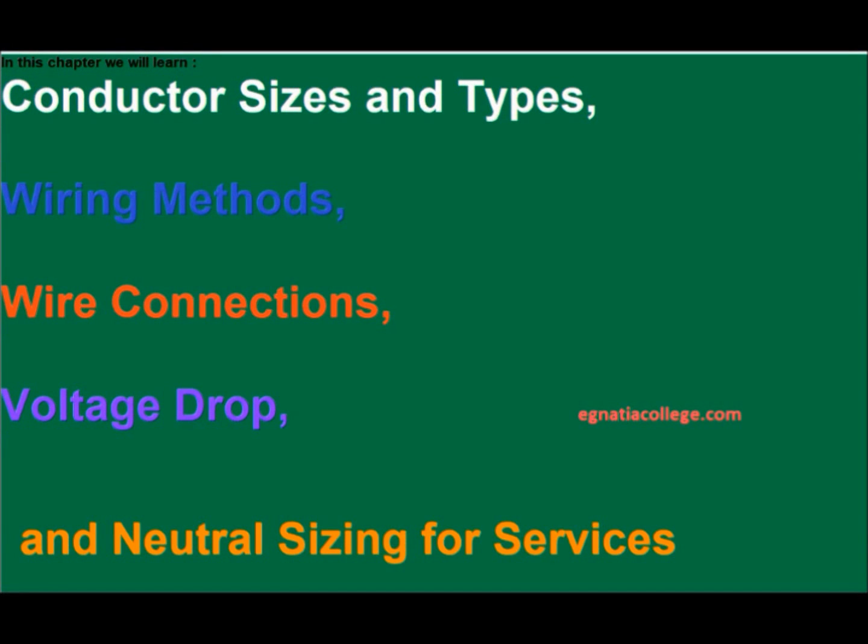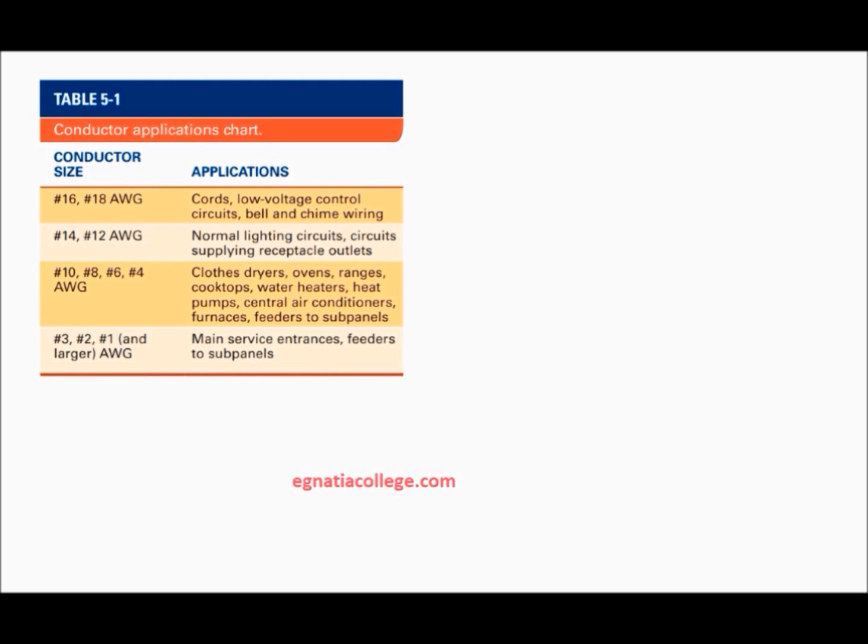In this chapter we will learn conductor sizes and types, wiring methods, wire connections, voltage drop, and neutral sizing for services. All references to conductors are for copper conductors, unless otherwise stated. Wire size.